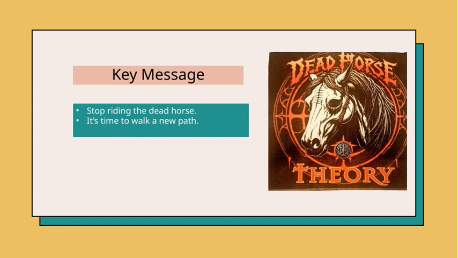So, in the context of our overall theme, growth and innovation, this slide reminds us that to move forward effectively, we need to identify what's holding us back and be willing to move on from it. It's about making smart, strategic decisions to ensure our efforts are aligned with our goals. Let's not get stuck on what's dead. Instead, let's walk a new, more promising path.